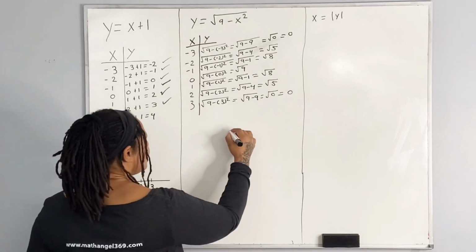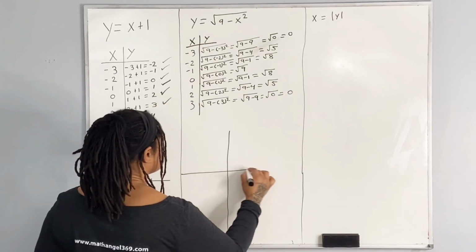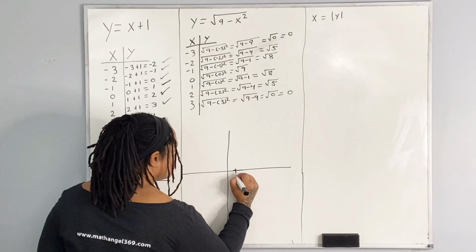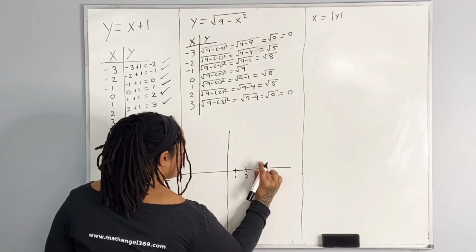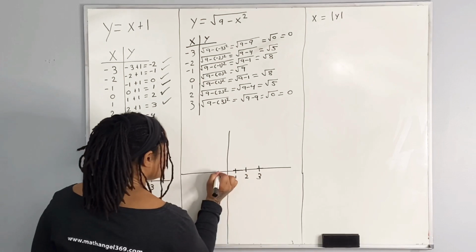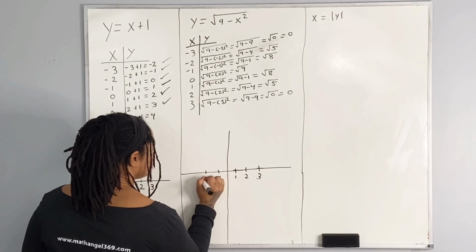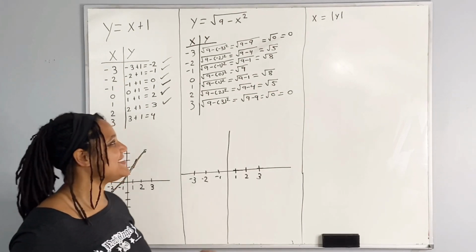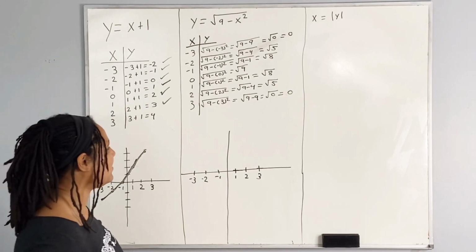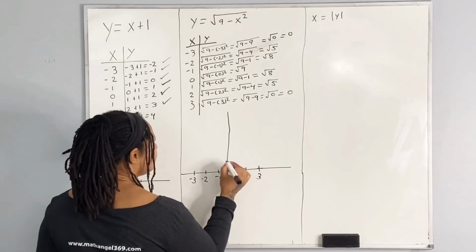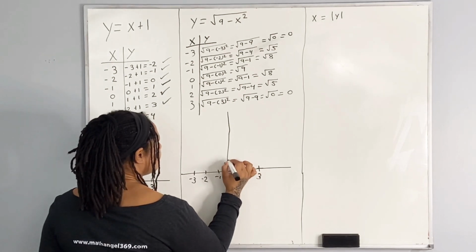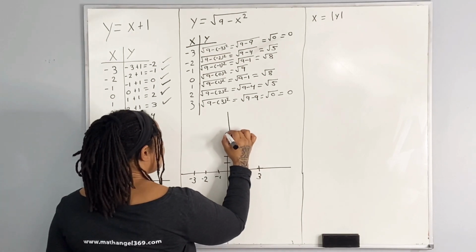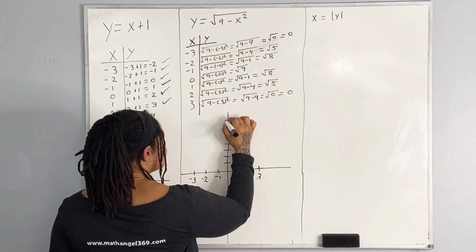Now let us graph. So I'm going to write a graph, and I'm going to go ahead and plot my x values. So we have 1, 2, and 3, and we also have -1, -2, and -3. So notice that all of the values that we get are positive values. So we're going to say let this be the square root of 1, the square root of 2, the square root of 3, the square root of 4, the square root of 5, the square root of 6, the square root of 7, and the square root of 8.